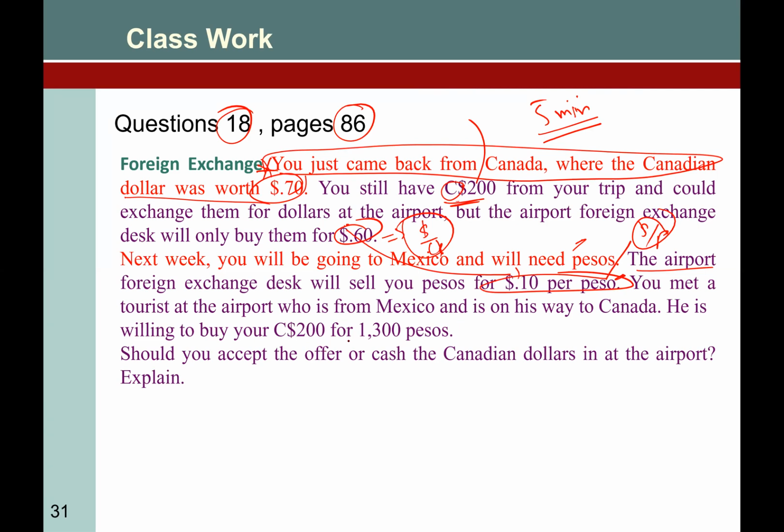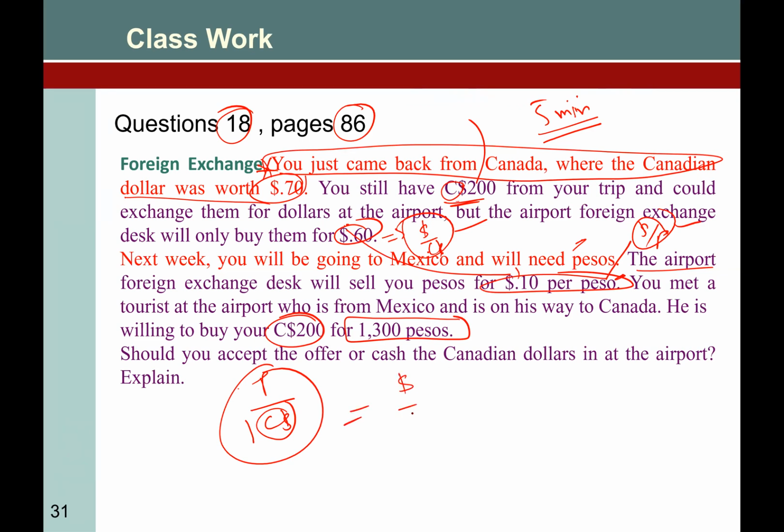So you have a passenger who is ready to give you 1,300 pesos for 200 Canadian dollars. So what do you need to find out? You need to find out how much my Canadian dollar is in terms of peso. The currency you need to find out should be in the denominator. If you want to find out the value of 1 Canadian dollar in terms of peso, you can easily find that. So we have this, we have this, we need to find out this. How can we find out?